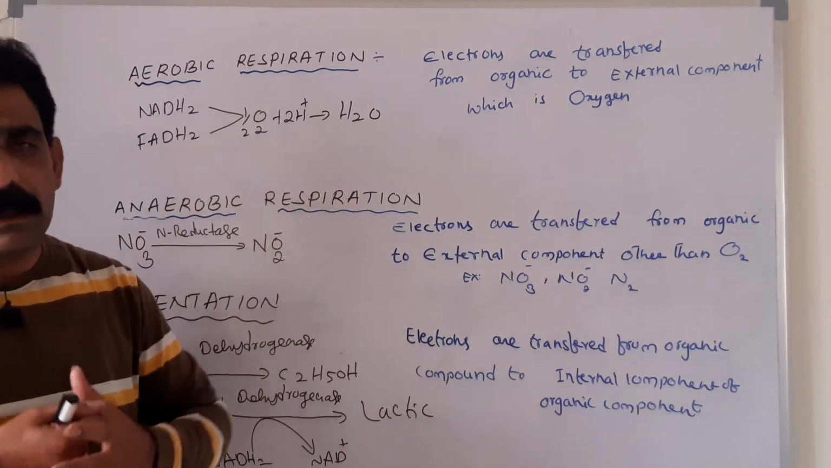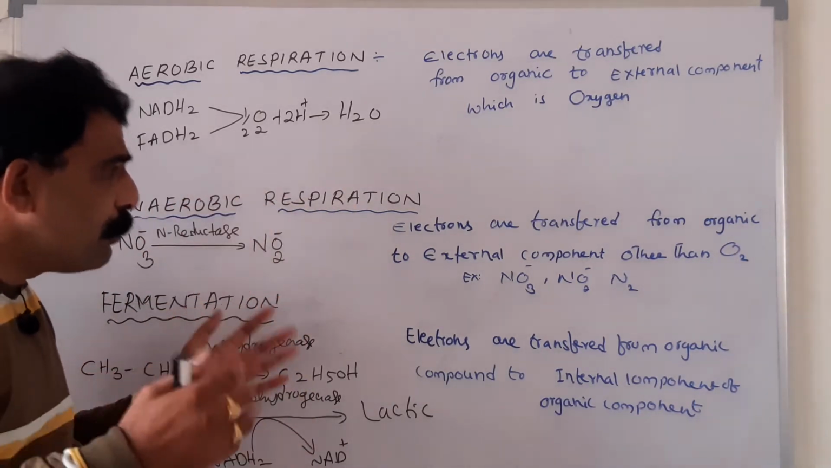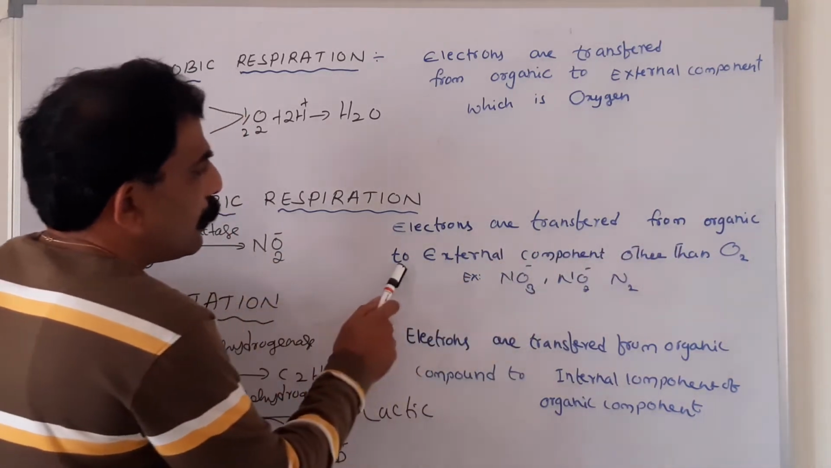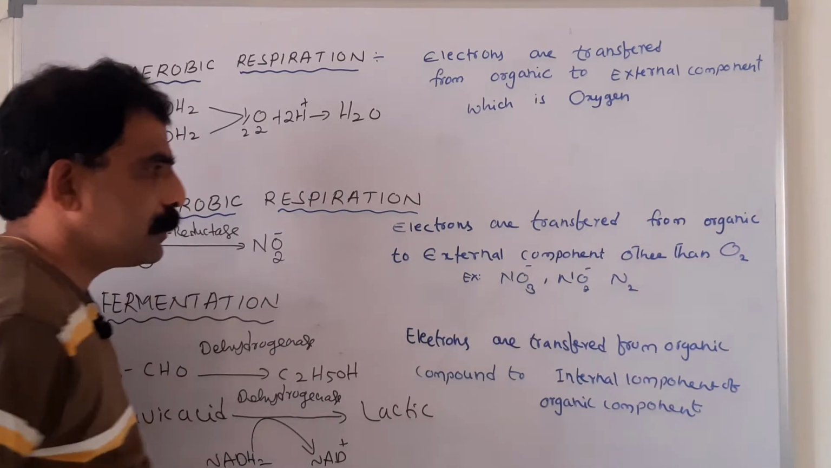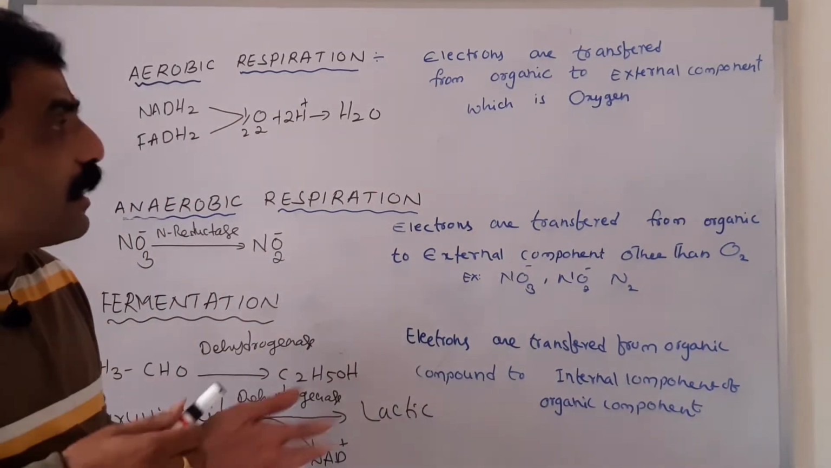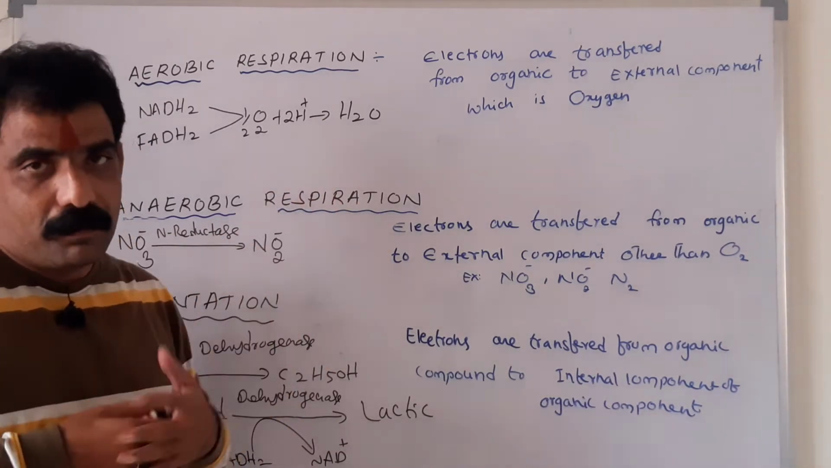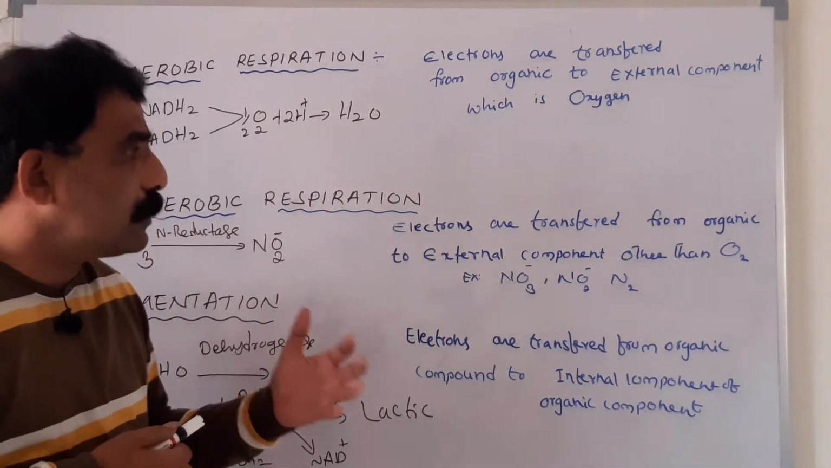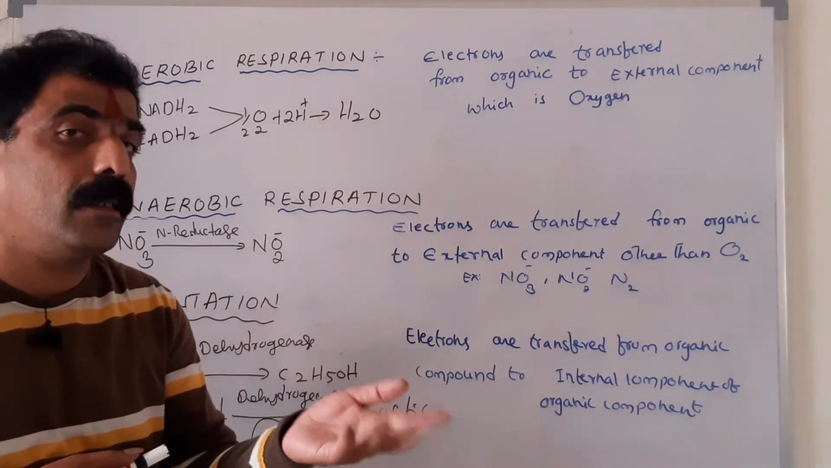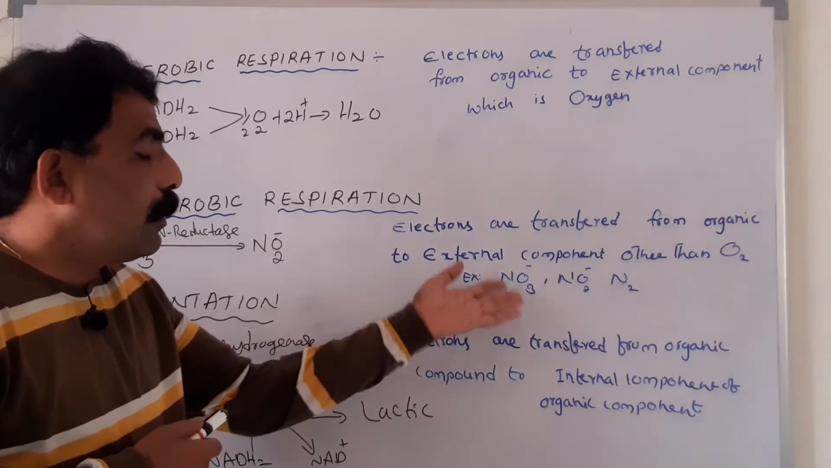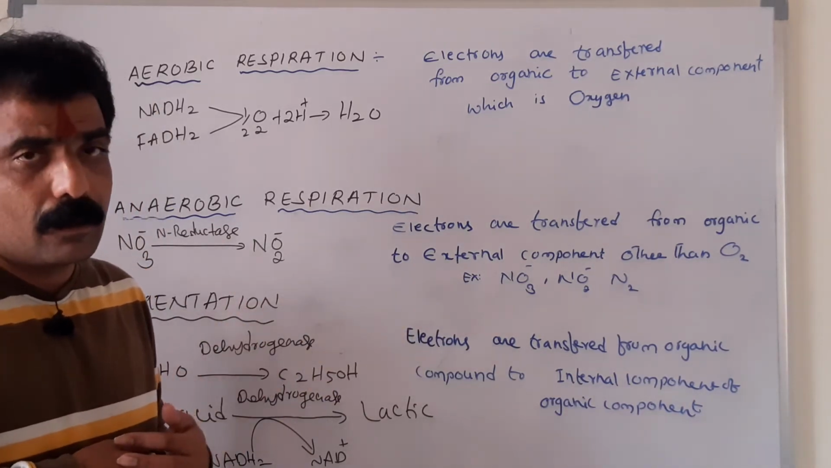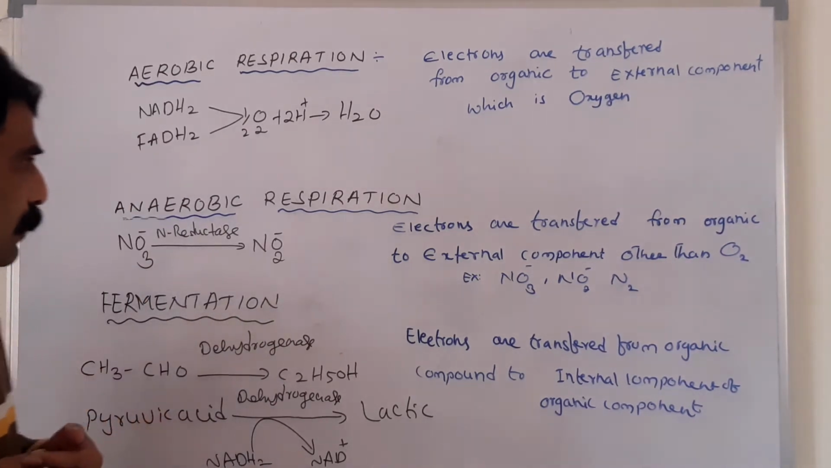Coming to anaerobic respiration. Here in anaerobic respiration, electrons are transferred from organic to an external component other than oxygen. That is the rule. If it is oxygen, that will be aerobic respiration itself. So here, electrons are transferred from organic to an external component other than oxygen, like nitrates, nitrites, nitrogen, like that. Let us see.